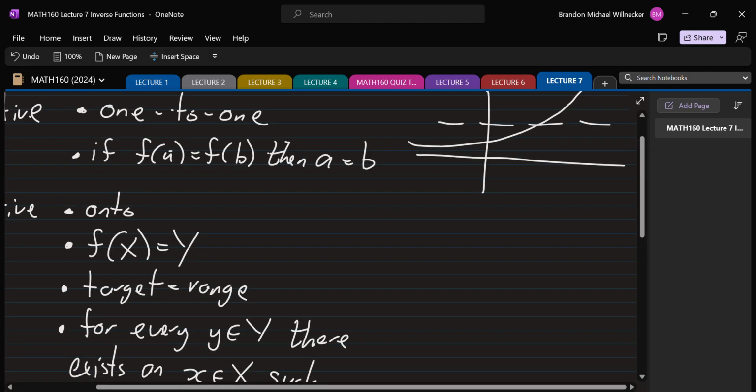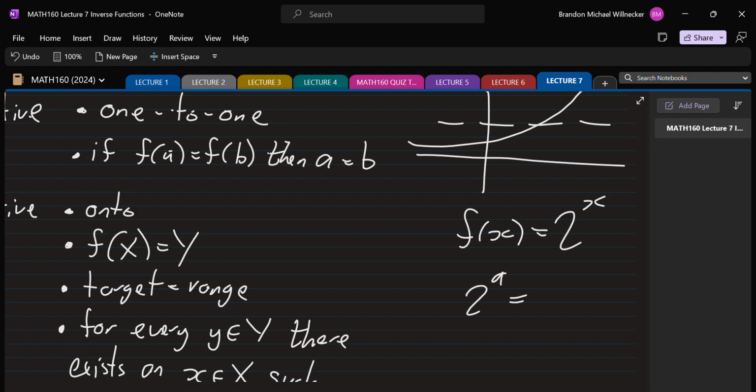Or you could do the other way. Let's say this was f of x equals 2 to the x. Then 2 to the a equals 2 to the b. Same base, the exponents must be the same. You can do it like that, or you can take log base 2 on both sides and you'll get a equals b, which is what we need for injectivity. So again, a number of ways to check.